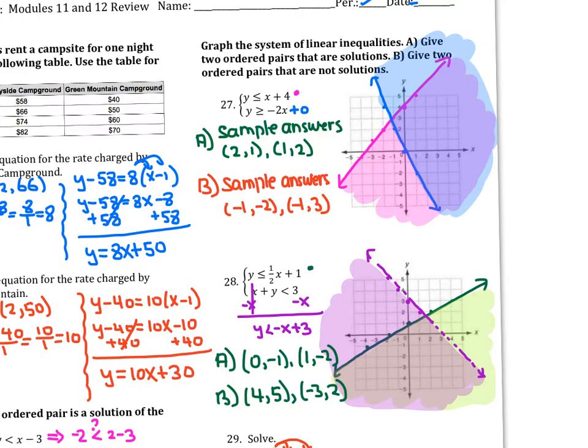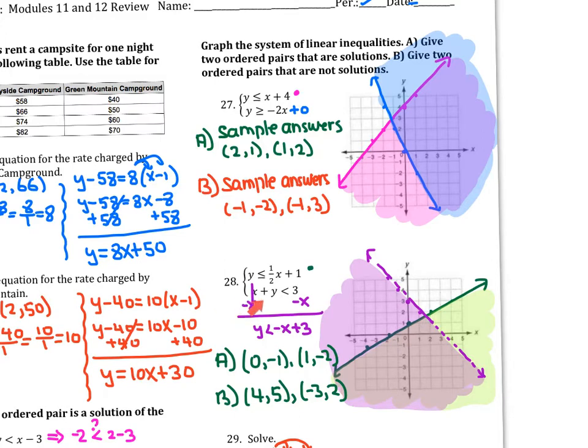Same thing goes for number 28. The only thing that might scare you is the 1/2 here. We start at 1, go up 1, right 2, up 1, right 2. That creates this green line, which is solid because of this bar, but it's less than. And we're shading down.